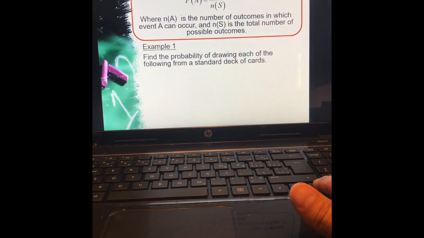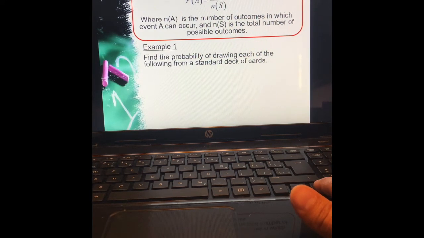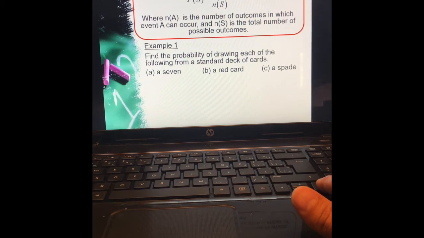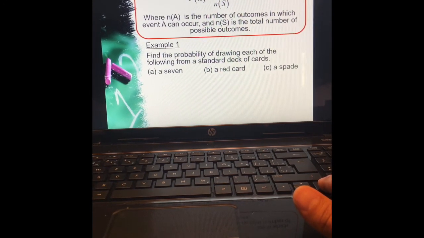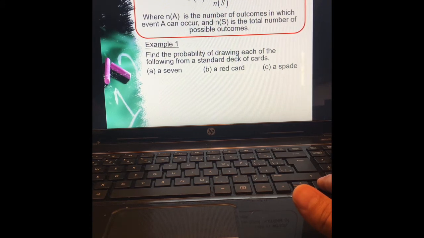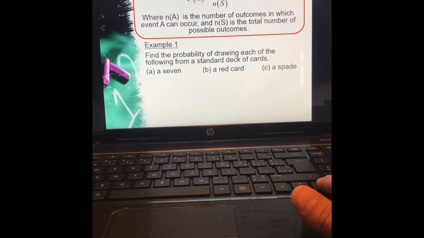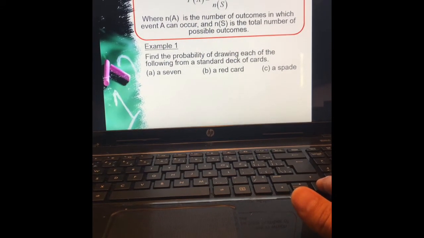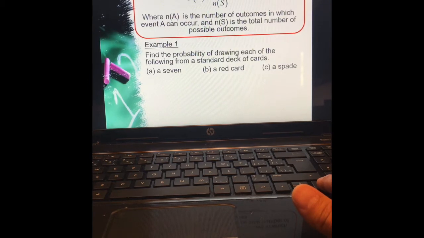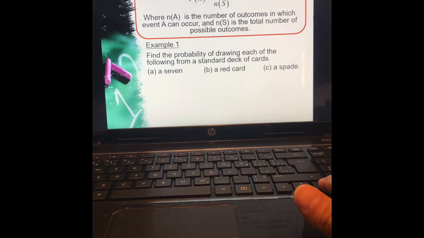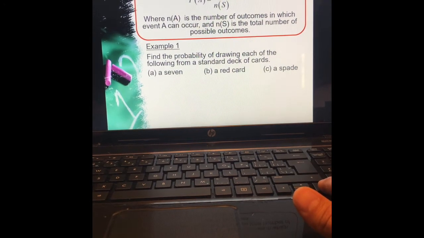Probability of drawing each of the following from a standard deck of cards. So slightly more difficult. Remember, there's 52 cards in a deck. A 7, there are 4 7s out of 52. A red card. There are 26 red cards, half of the deck. So 26 out of 52, or in lowest terms 1 out of 2. And a spade is 13 out of 52, since a spade is one of the 4 suits. So it's 1 out of 4 in lowest terms.